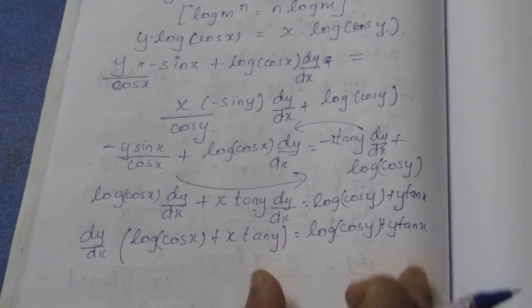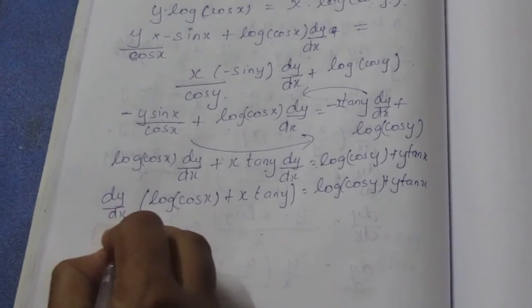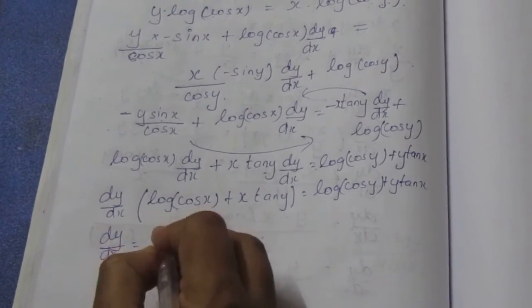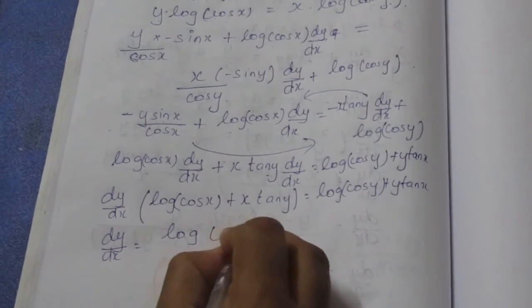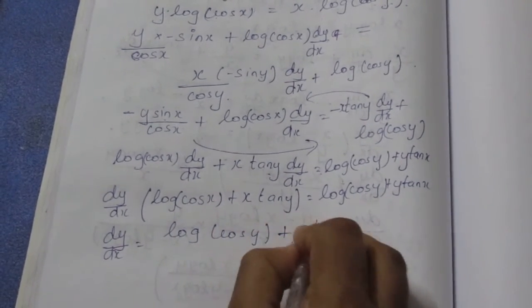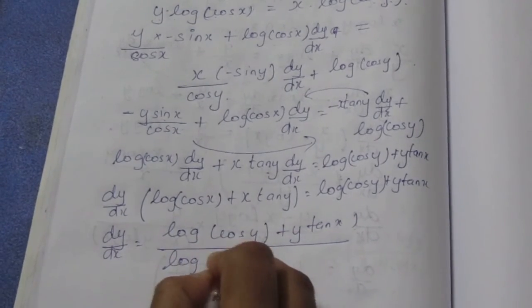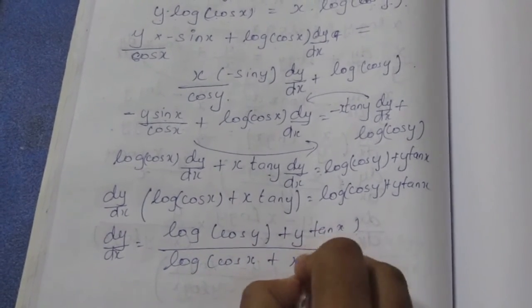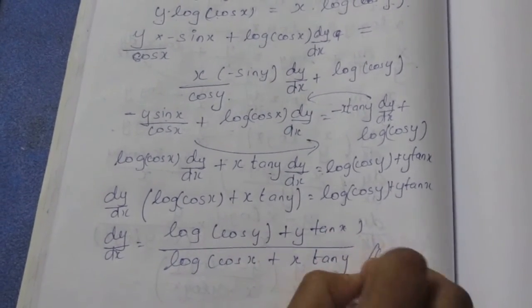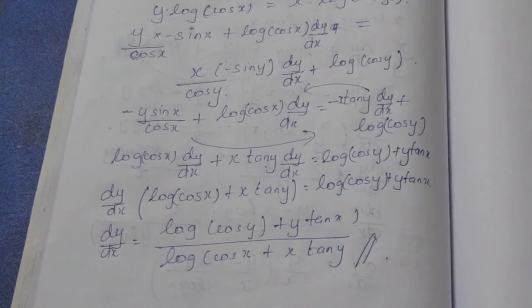Now this comes as a divide, so dy by dx is equal to log cos y plus y tan x by log cos x plus x tan y. This is the final differentiation answer.